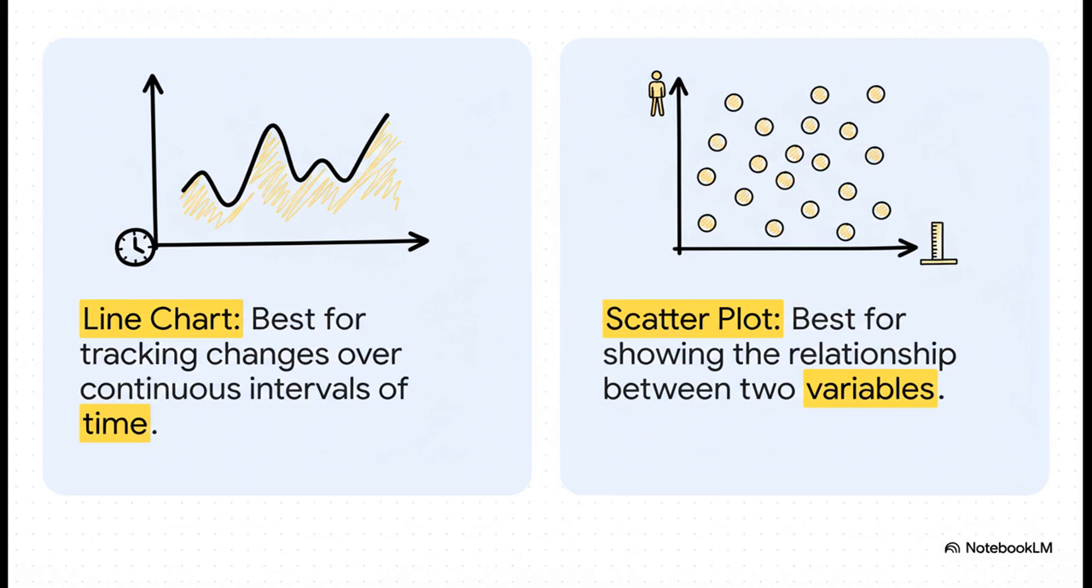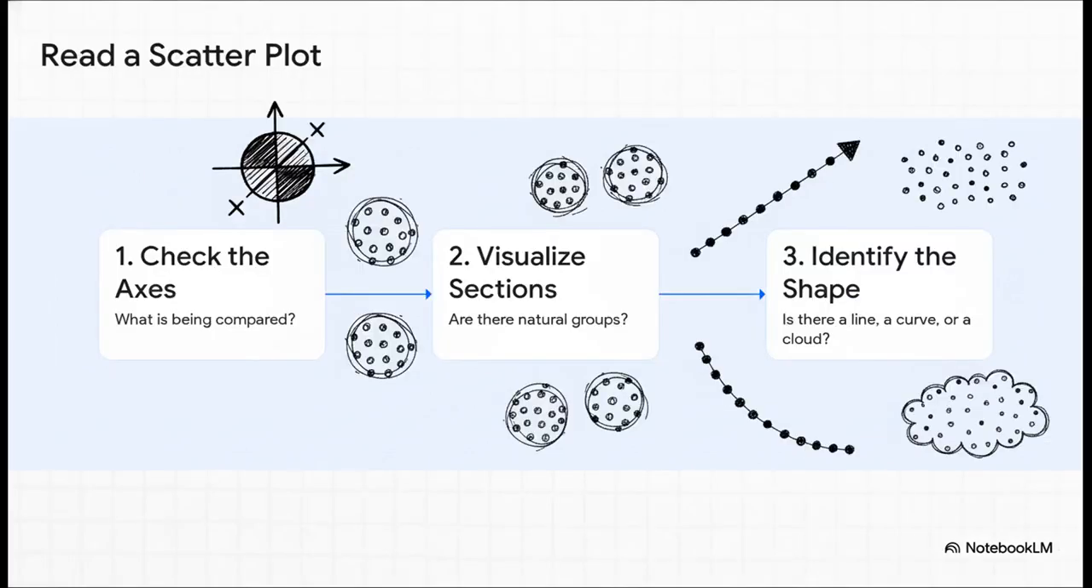A line chart, for example, is perfect for tracking changes over time, like how the temperature goes up and down during the day. But a scatter plot, its special job is to show you the relationship between two different things, like height and weight, or, in our case, those X and Y values. And the good news is, they're actually pretty easy to read once you know what to look for. It's just 3 quick steps.